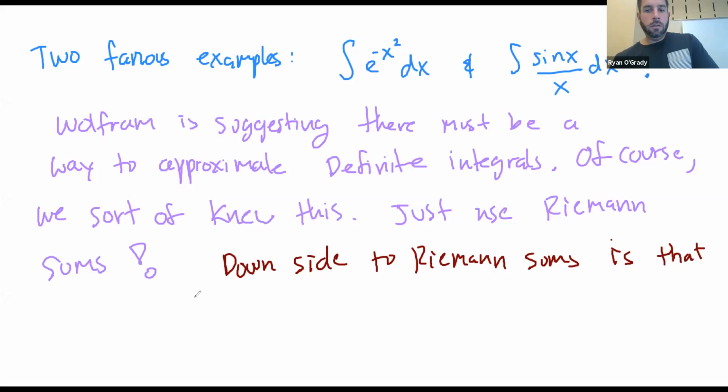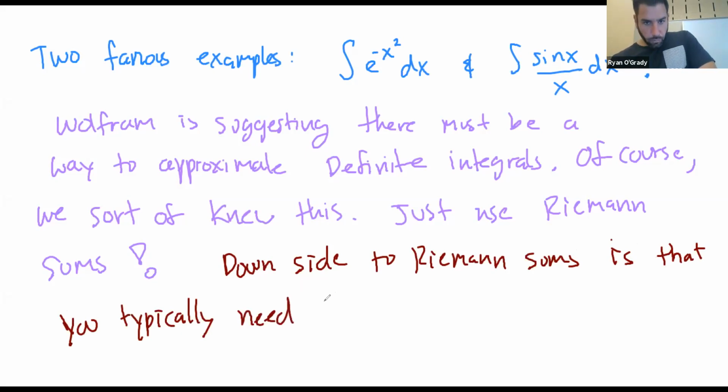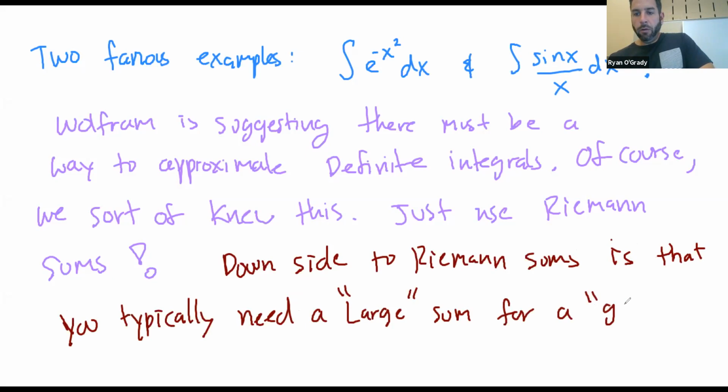is that you typically need a large sum for what we would say is a good approximation. So let's just rattle off a quick example of that. It's something we're familiar with.